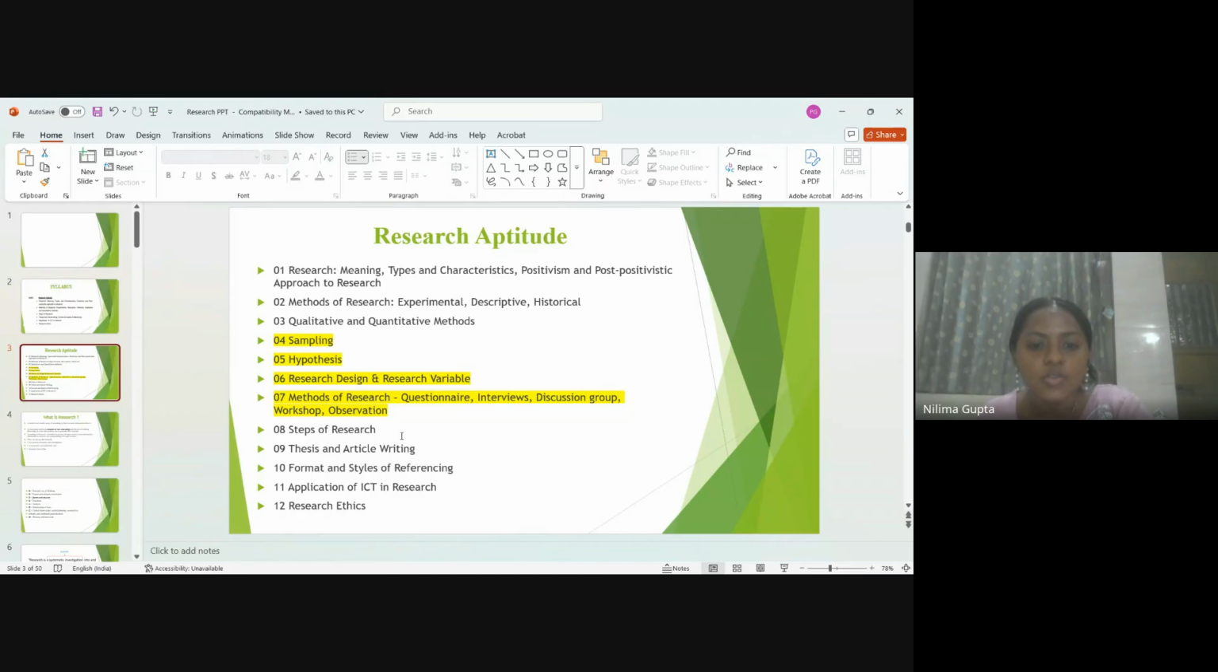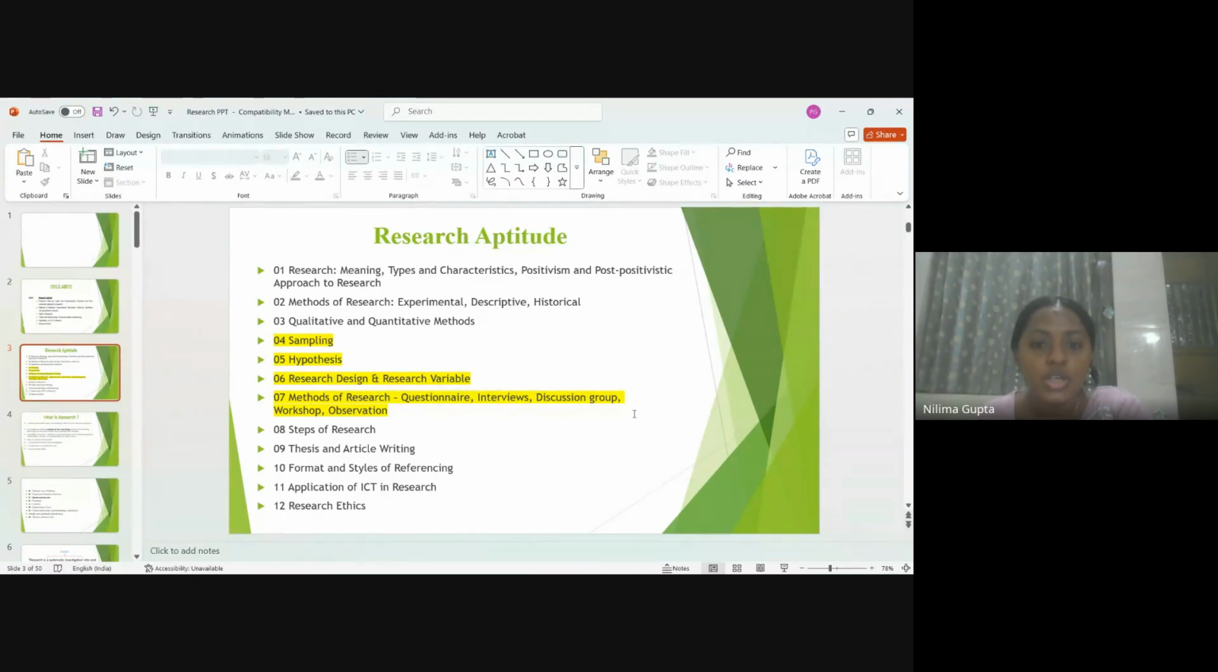Then what are the steps of research? This also carries a lot of weightage in your examination. Then thesis, article writing, and the rest follow the same. There are certain other parts of this syllabus, that is, the types of error that we have while we do research, and even that is a very important topic from your examination perspective.